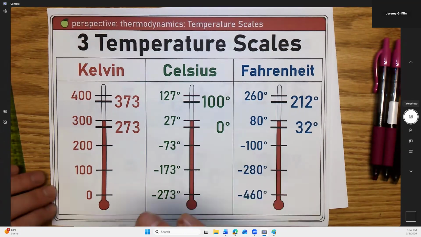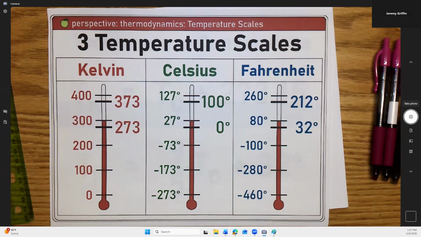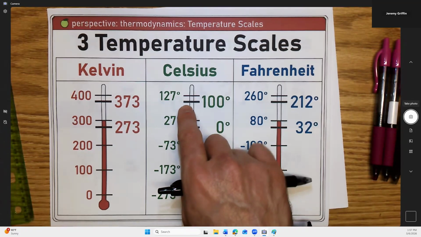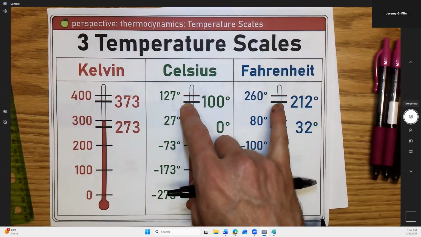And then at sea level, and since we're in Florida, we're at sea level, what temperature does water boil? Yeah, 100 degrees Celsius, and then 212 degrees Fahrenheit.